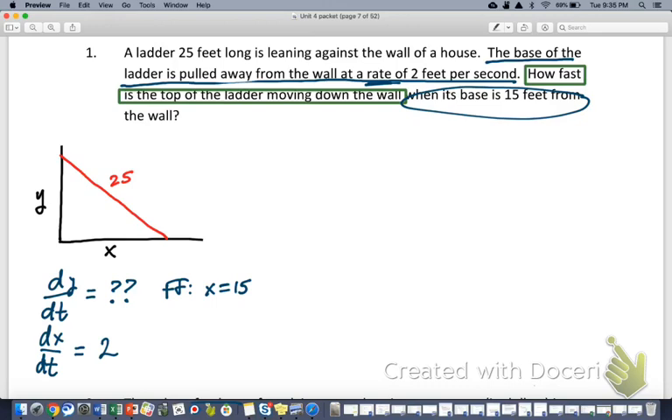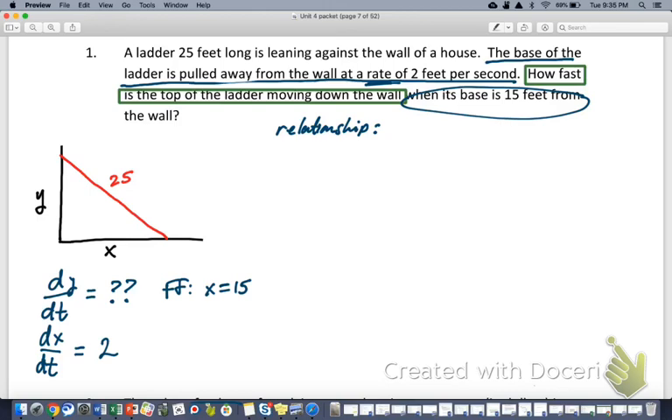Okay, so like yesterday, one of the big challenges here is going to be to pick the relationship, the equation that relates all of these things together. And so I've got quite a bit of information. I've got a picture of a ladder leaning up against a wall. I've got a y, I've got an x, I've got a length of a ladder. And then, of course, the obvious thing is that the picture is clearly a triangle and not just a triangle.